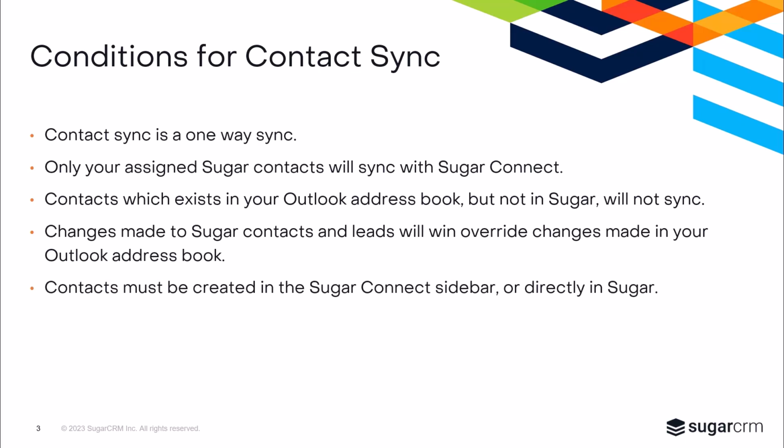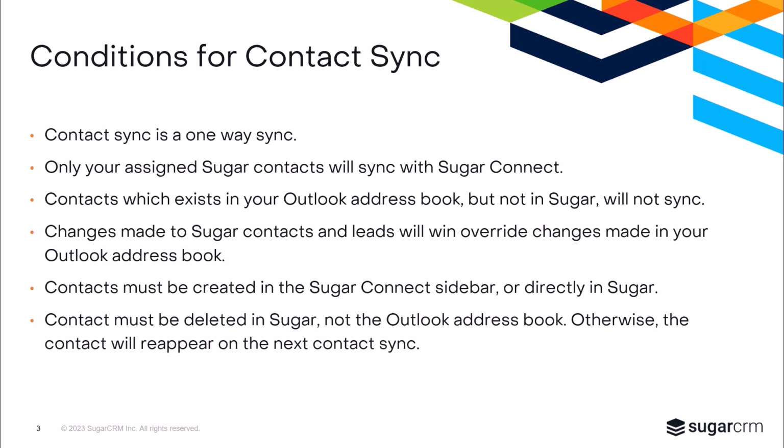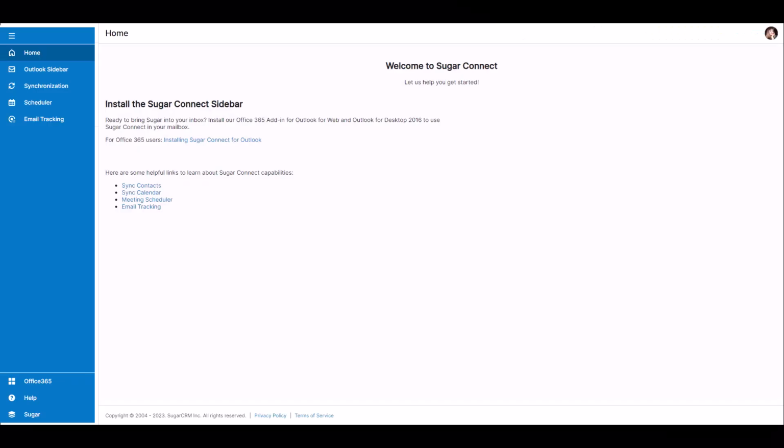When deleting records, if you delete a synced contact from your address book but not from Sugar, that contact will reappear in your address book after the next automatic sync. So if you're trying to delete something, you want to be sure that you do it within Sugar, not within Outlook. Now let's take a look at how to set up your contact sync.